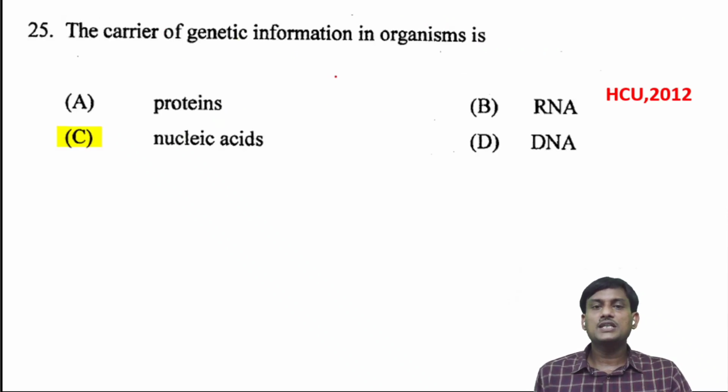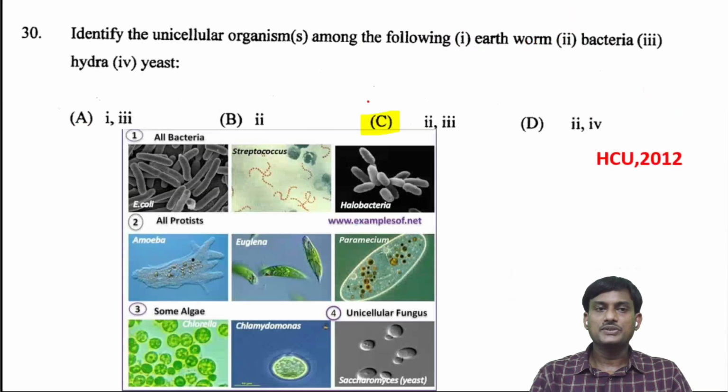The carrier of genetic information in organisms is. In organisms, the carrier of genetic information is nucleic acids. Both DNA and RNA are the carriers of genetic information in organisms. So nucleic acids are the correct option. Identify the unicellular organisms among the following.